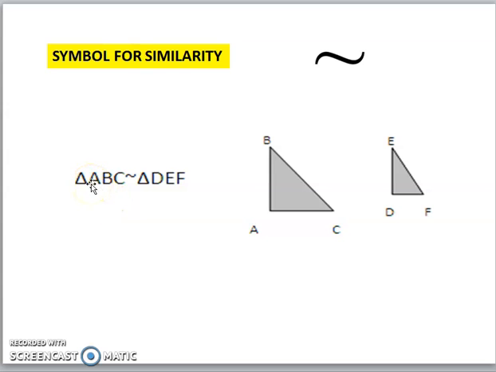Same way for sides, proportionality: AB upon DE, BC by EF, AC by DF. So this is the way you should write. So vertex correspondence you have to check. Here you can see angle D and angle A are equal. Angle C and angle F will be equal, and angle B and angle E should be equal. Then you can say triangle ABC similar to triangle DEF.